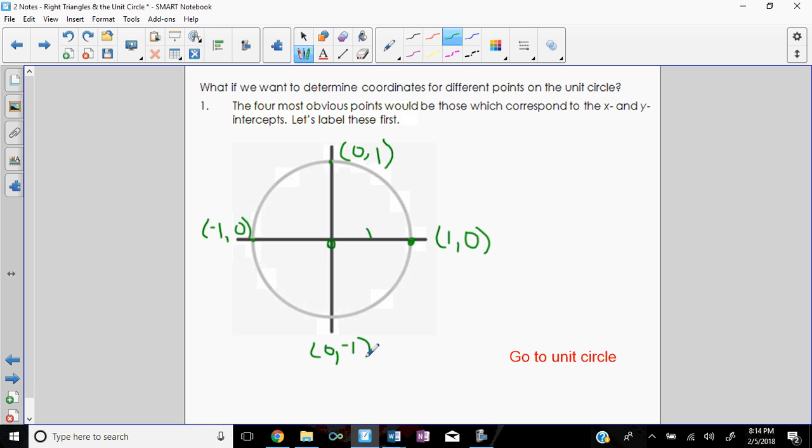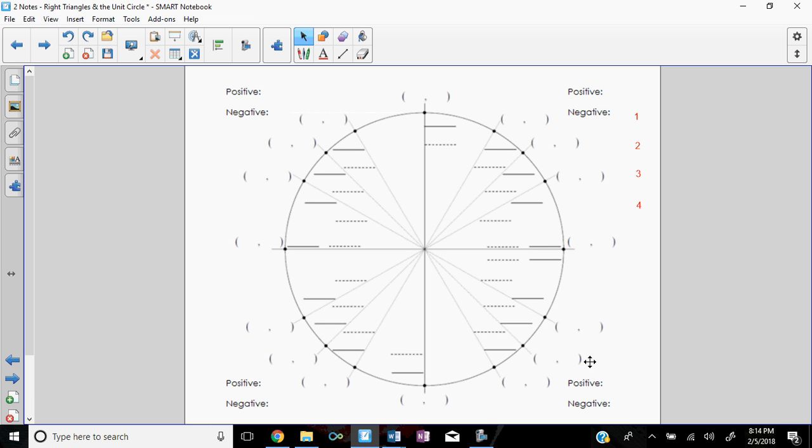Okay, what I'd like you to do now is go to your unit circle. Go to this blank unit circle, and let's go ahead and start filling it in.